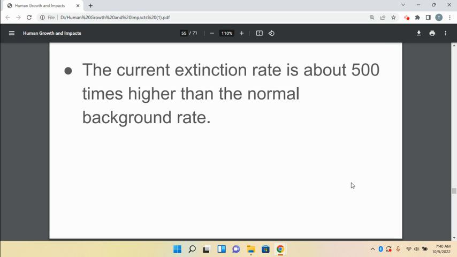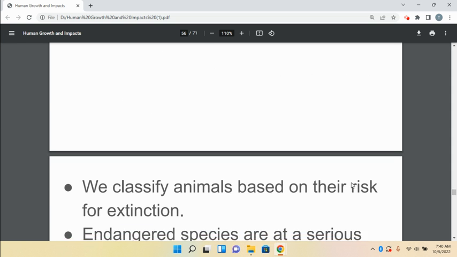As we deforest land, as we build houses and golf courses and shopping malls, we're removing ecosystems. And as a result, we are killing off species. And right now, the extinction rate is about 500 times the background rate. So we can say we are in the midst of a mass extinction right now.